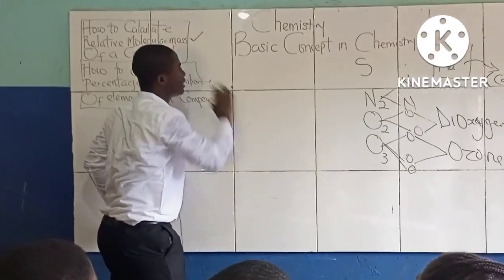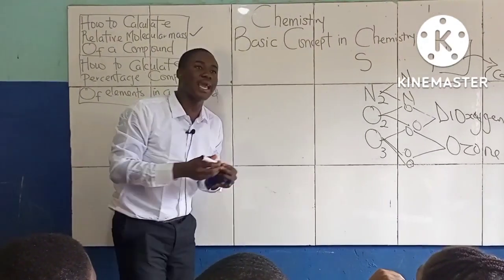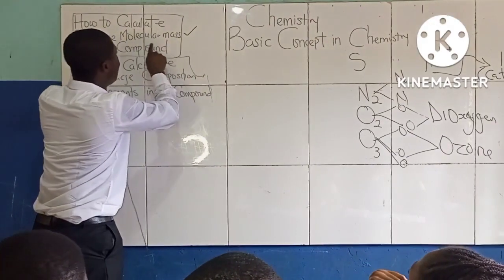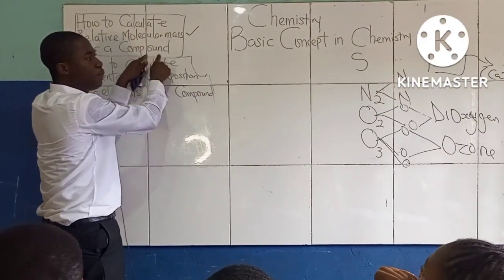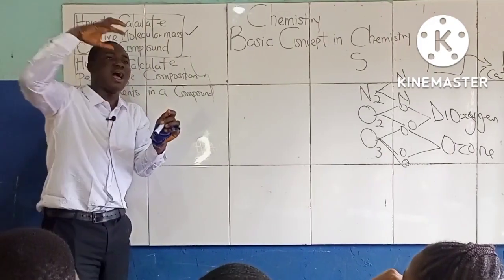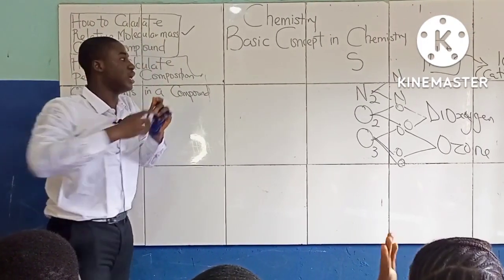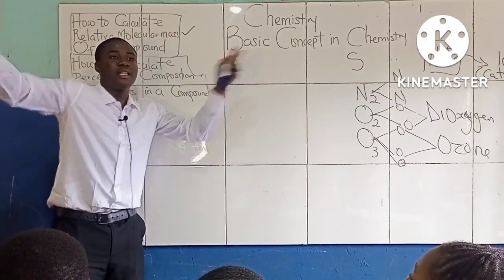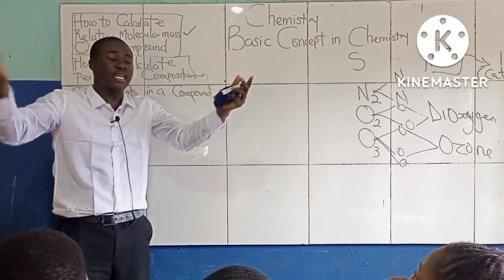Moving over to this concept, first of all, how do we get a compound? It must be noted because we'll be learning how to calculate what? Relative molecular mass of a compound. So the first question we ask ourselves, how do we get a compound? It must be noted that a compound is made up of various elements. Different elements coming together, we get a compound.